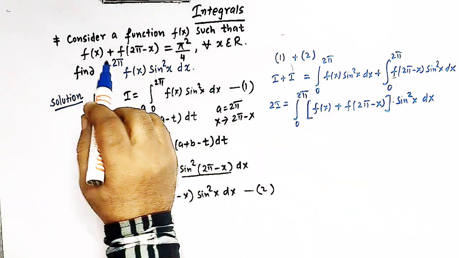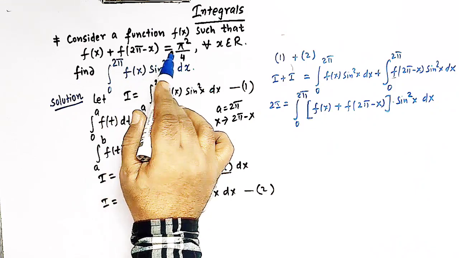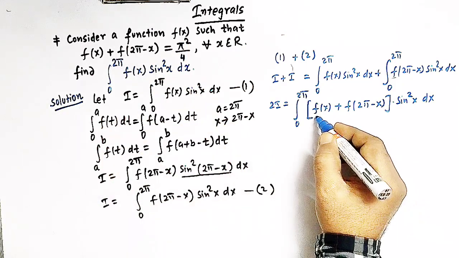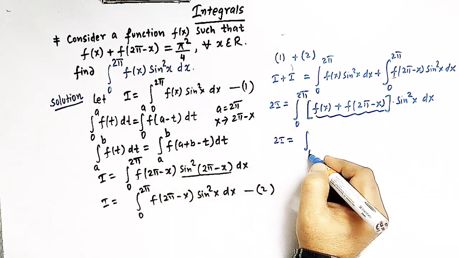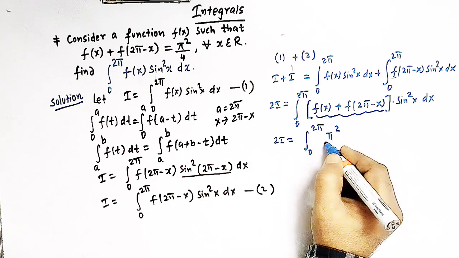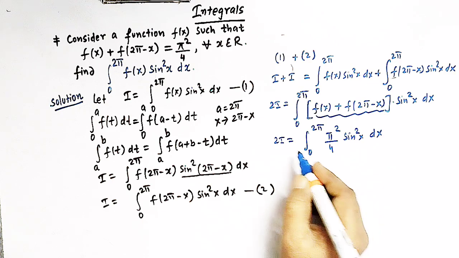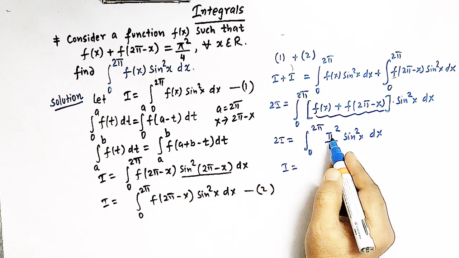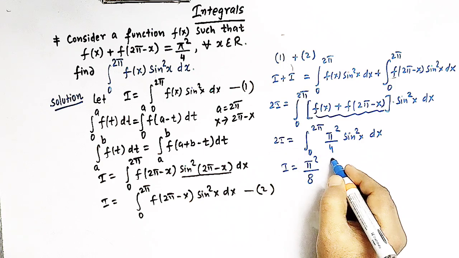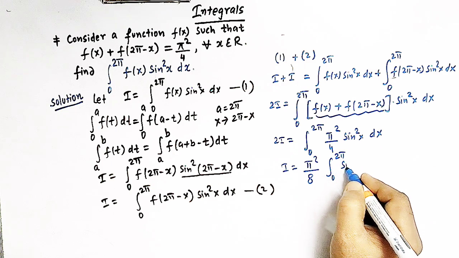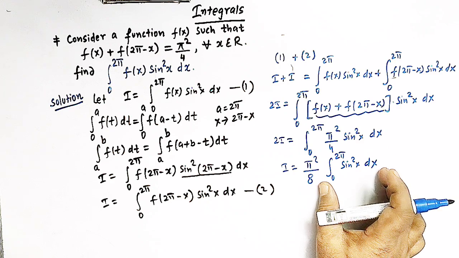Now we are given in the problem that f of x plus f of 2 pi minus x is equal to pi square over 4. So let us replace this quantity by pi square over 4. So we have 2I equal to the integral from 0 to 2 pi of pi square over 4 sine square x dx. Let us rearrange the terms. So here we have pi square over 4 times 2, that is 8, and then the integral from 0 to 2 pi of sine square x dx. Now we have to evaluate this integral.